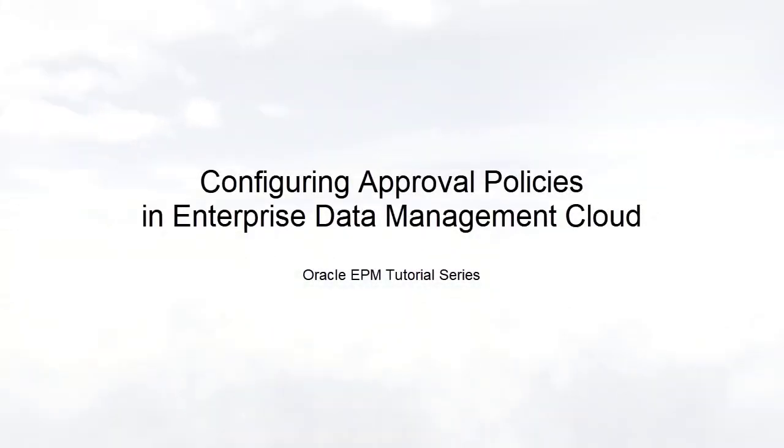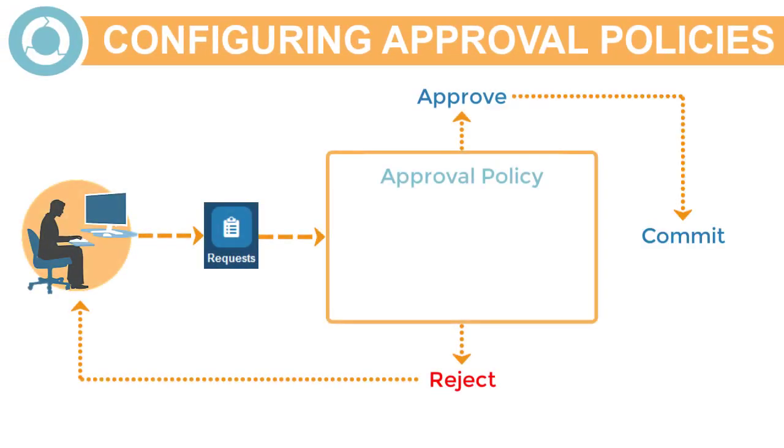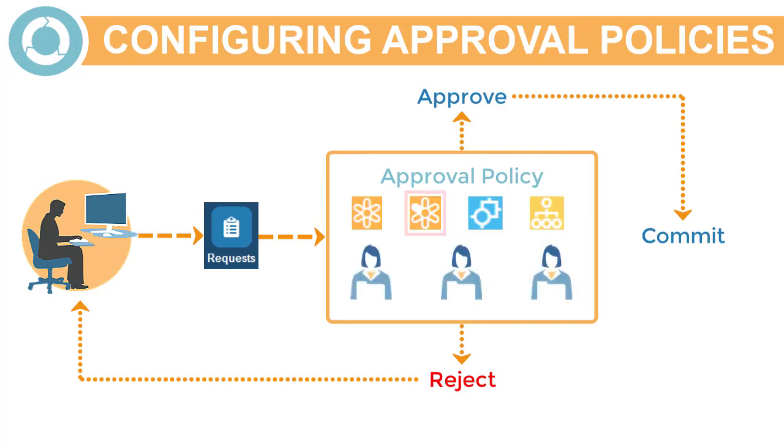In this tutorial, we'll show you how to configure approval policies to govern data changes in Enterprise Data Management Cloud. You can assign approval policies at the application, dimension, node type, or hierarchy set level. In this tutorial, we'll show you how to assign an approval policy at the dimension level using 3 approvers.